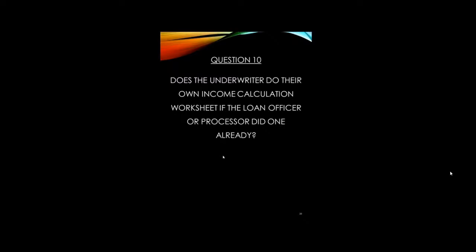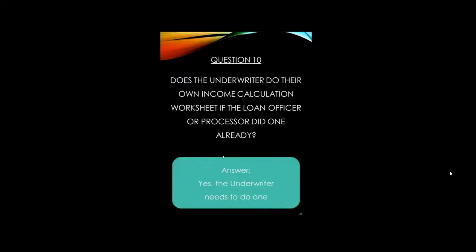And the answer is yes. The underwriter needs to do one. You are the ownership of this file. You are the owner. You make the credit decision. You want to make sure that your numbers are correct and they match up. I've come across so many times that the loan officer, or even a processor, will use the income calculation worksheet and add in overtime, and there's no 2-year history of the overtime. And if you just accept that, now you just have wrong income on your whole file. And this is your file that you are supposed to be working on. It comes down to your due diligence on the file.